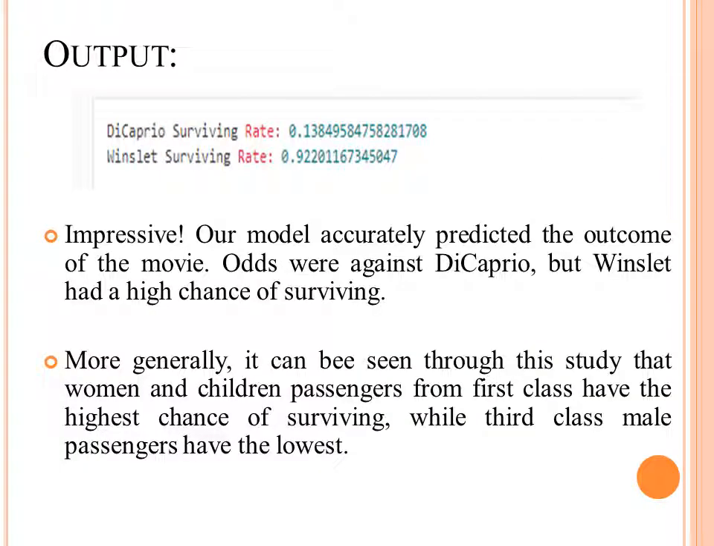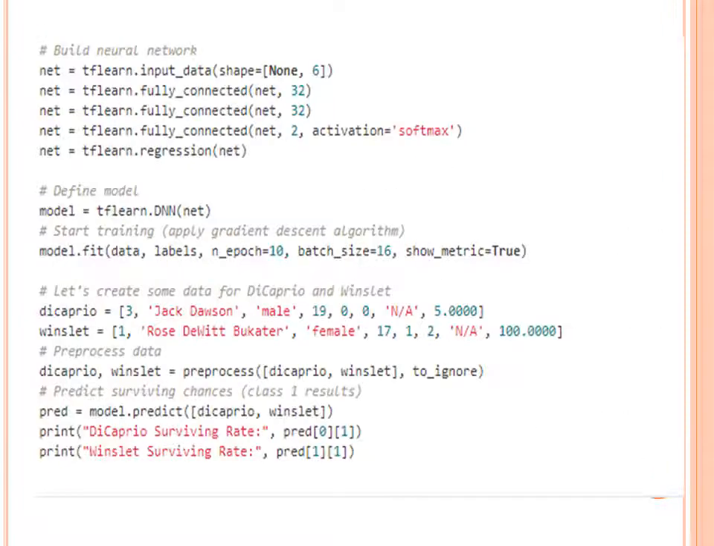This is the code: import numpy as num, import tflearn. If you want to download the Titanic data, that is a must thing which we will have. So to download the Titanic dataset, you have to write from tflearn.datasets import titanic, titanic.download_dataset, and this will download the dataset that is stored in the titanic_dataset.csv file. Now we have to load the CSV file, indicating that the first column represents the label.